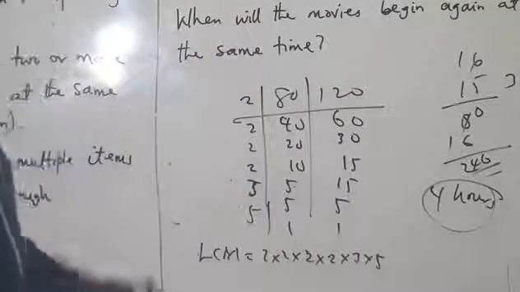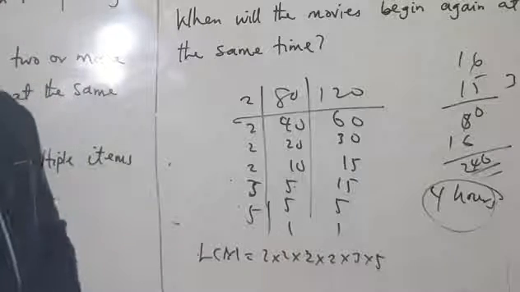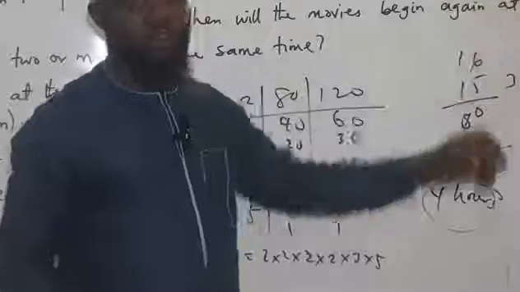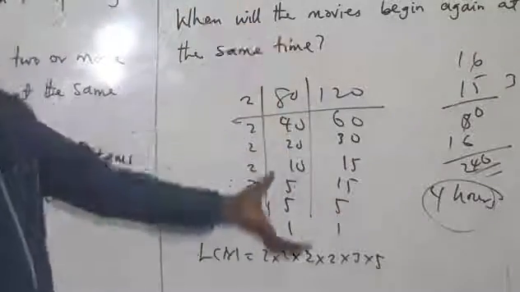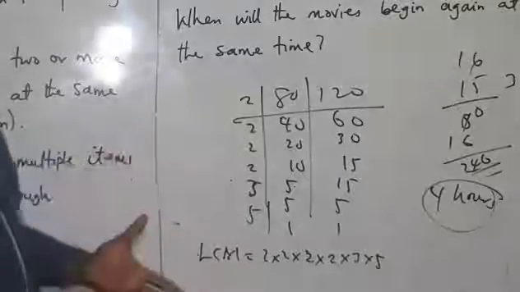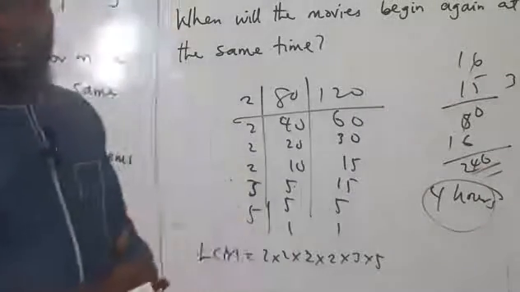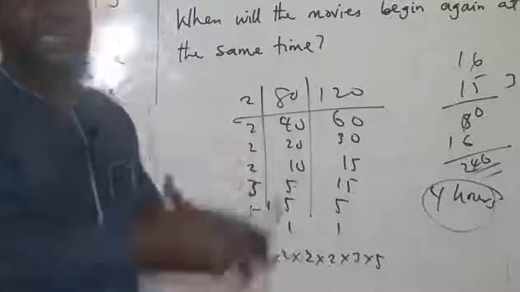In the next 4 hours, both movies will start at the same what? At the same time. Is that clear? So which means they are going to start by what? By 6 p.m. So that is how to apply the concept of LCM. So once you are able to know, like something wants to begin at the same time again, right? So you want to start something at the same time.